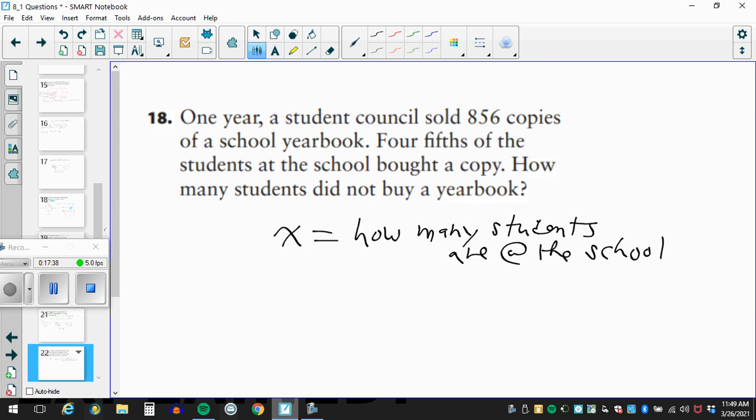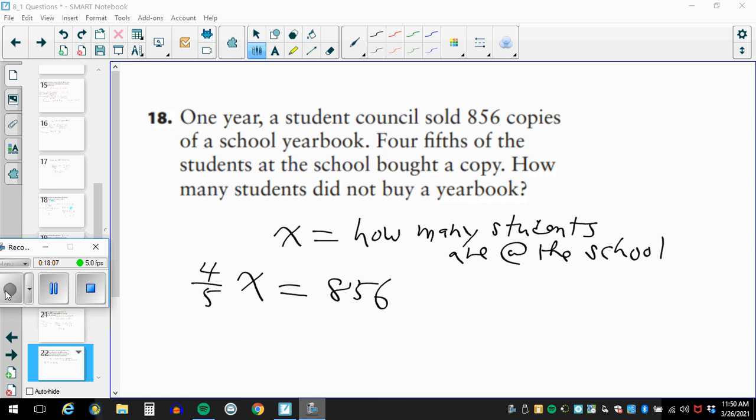We do know that 4/5 of them bought a yearbook. So 4/5 of all of the students bought a copy of the yearbook, and that is 856 students. So 4/5 of the number of students bought a yearbook, and that is equal to 856. So if I figure this out, I could either, actually, hold on.